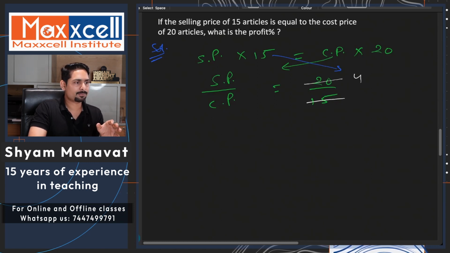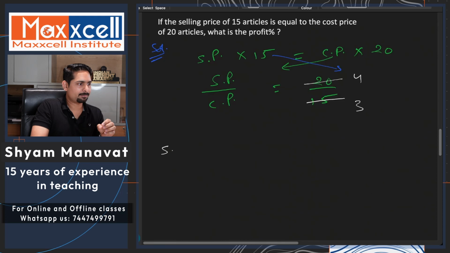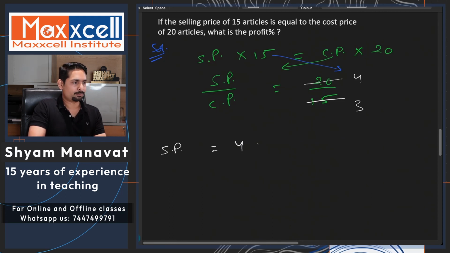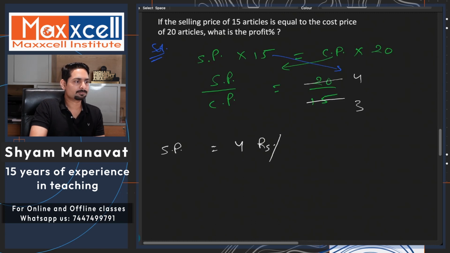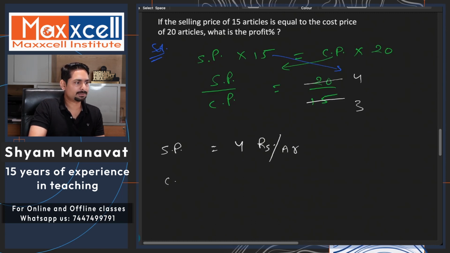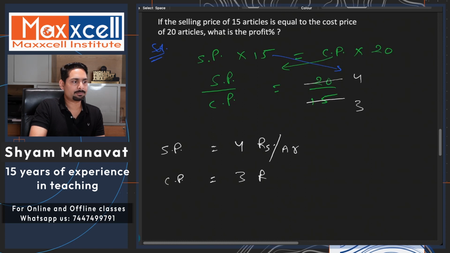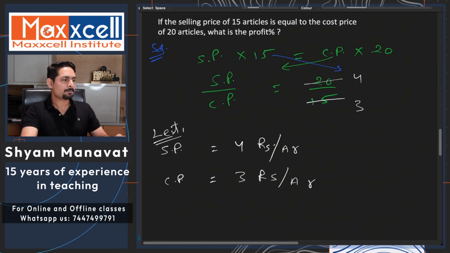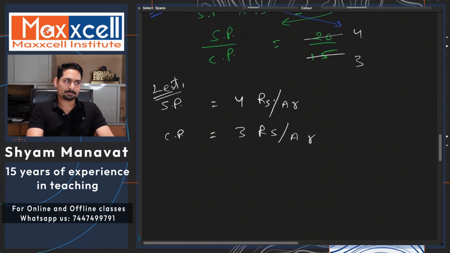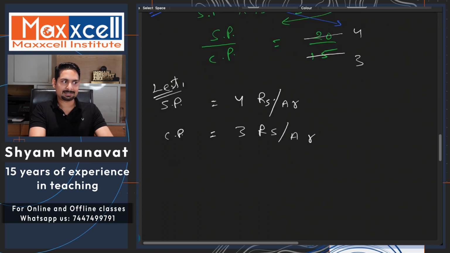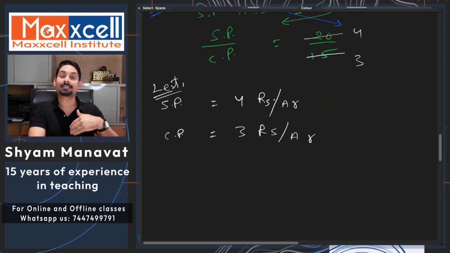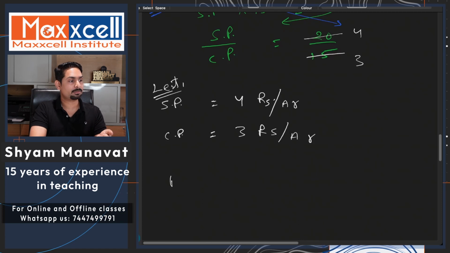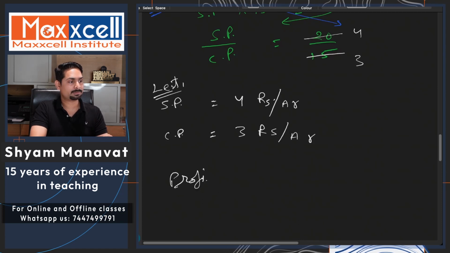5 4s are 20, 5 3s are 15. So selling price is equal to 4 rupees per article, and cost price is equal to 3 rupees per article. This is what we assume to make it simple. So we can say cost price is less, selling price is more. When selling price is more, there is a profit. So let us calculate the profit percentage.